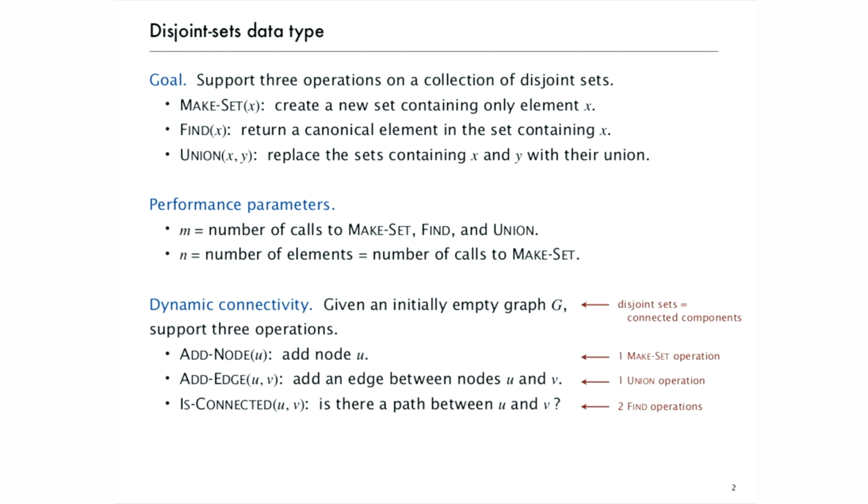So when a node comes, this is the first time the node has come, so I just add it as a singleton. When a new edge UV comes, I just check, like the union operation. All I have to check is what?